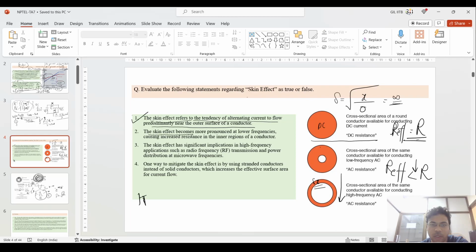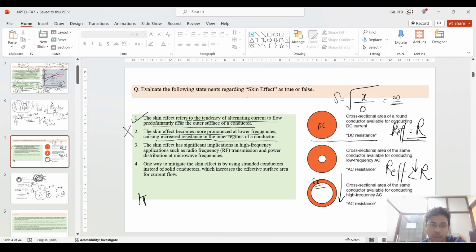Coming to the second part, that skin effect becomes more prominent at a lower frequency, causing increased resistance in the inner areas of the conductor. Actually, if you see from the figure also, the high frequency system has a higher effect of this skin effect. But at lower frequencies, there is a less effect of this. And in the DC system also, there is no skin effect. So this is false, because at the lower frequency there is not much increase. This is not more prominent.